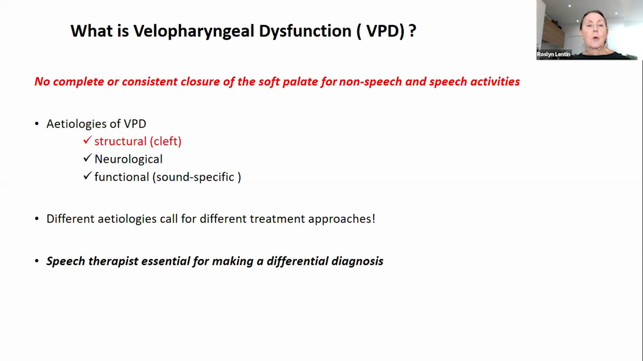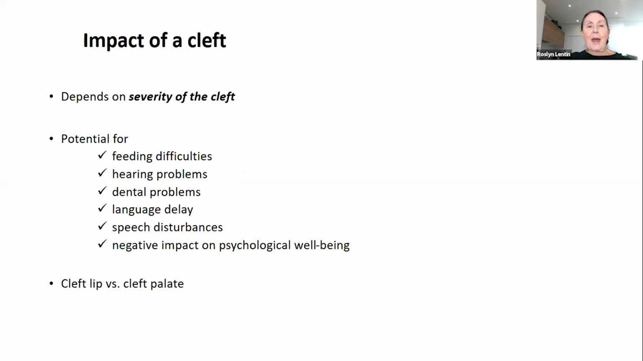There could be a neurological cause where the palate is long enough, but it just cannot move to close. And then a third etiology called functional or mislearning, and this often fools many of the doctors, except the speech therapist, of course, where the palate is long enough and it does move, but it doesn't close on a particular group of sounds, such as the S, the Z, the SH. And these different etiologies do call for different treatment approaches, and hence it is important for the speech therapist to make a differential diagnosis. So what is the impact of a cleft?